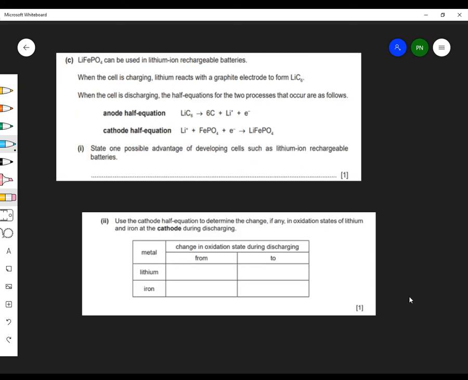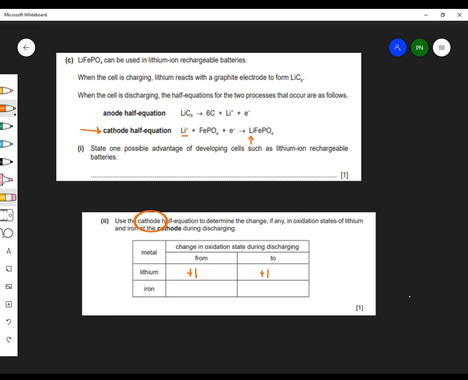Okay, this one, the LiFePO4 can be used in, we've done that. Use the cathode half equation to determine the change, if any, in oxidation states of the lithium ion at the cathode during the discharging. So we're looking at this one because it wants only the cathode. Lithium obviously starts as +1, and lithium has only got one oxidation state, so it finishes at +1.